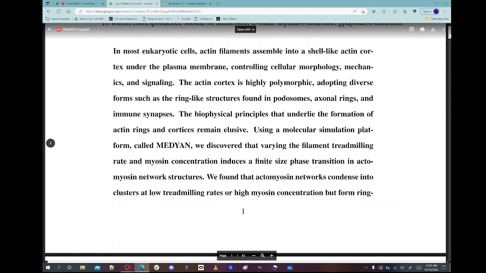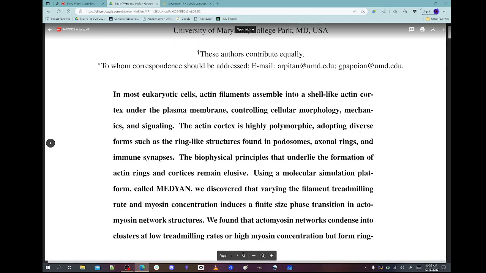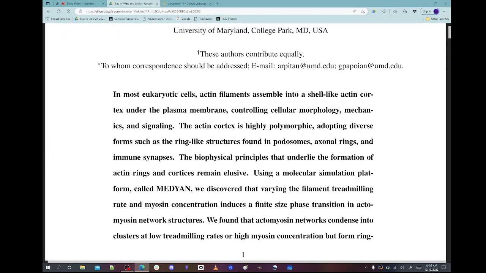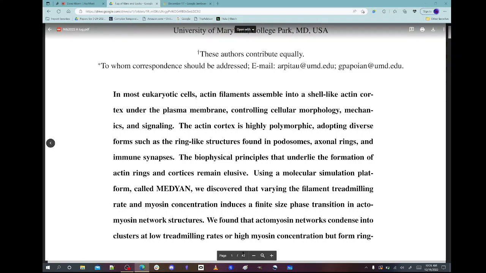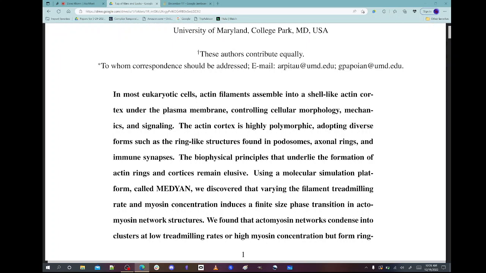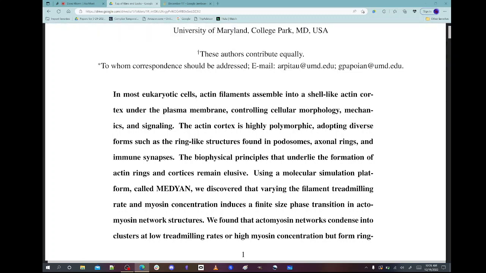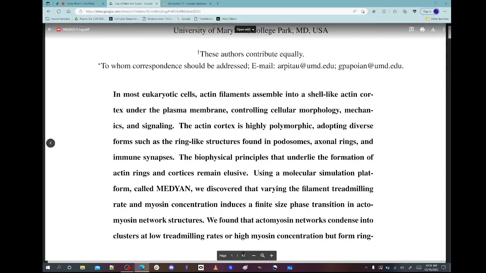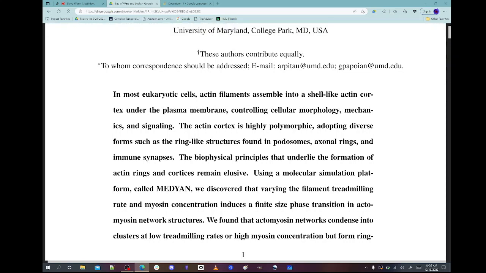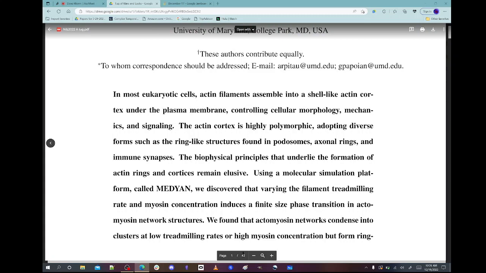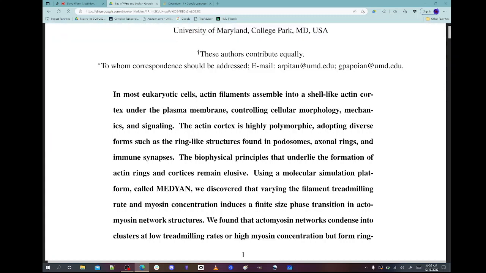So this paper, in most eukaryotic cells, actin filaments assemble into a shell-like actin cortex, which is a sort of a shell of actin, under the plasma membrane, controlling cellular morphology, mechanics, and signaling. So this is something that happens in eukaryotic cells. You get this actin skeleton forming out of filaments, and they form this cortex, which is a surface, an outer surface, or outer shell. And so the actin cortex is highly polymorphic, adopting diverse forms such as the ring-like structures found in podosomes, axonal rings, and immune synapses. Biophysical principles that underlie the formation of actin rings and cortices remain elusive.